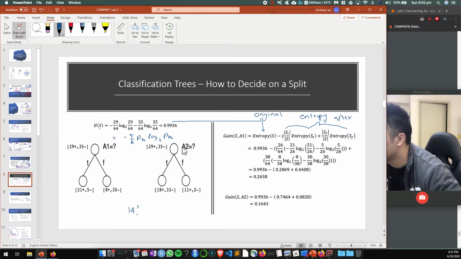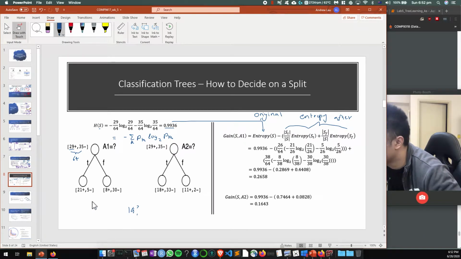So in the first place, 29 are positive, so 29 on 64, because the sum of these two is 64. Okay, and then you take the log of that and you do the same thing with the 35, and that's that guy there, right? This is 0.9936.